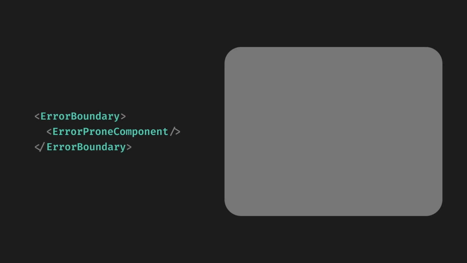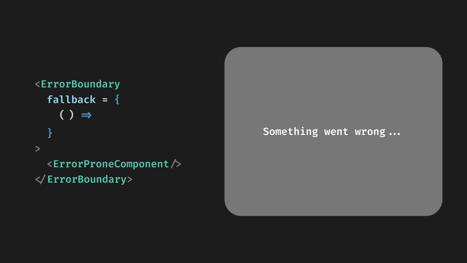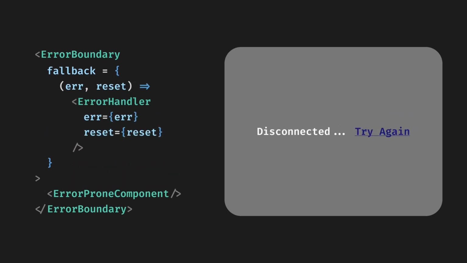If you want to render something else when the error is caught, you can provide a fallback prop. If you want to take a hold of the error, you can use the callback version of the fallback prop. This will provide you with the error and a reset function that will reset the state of the component that threw the error.